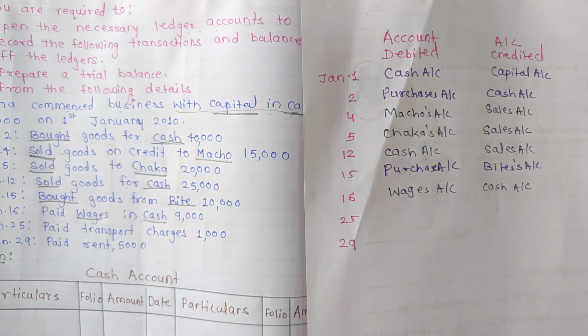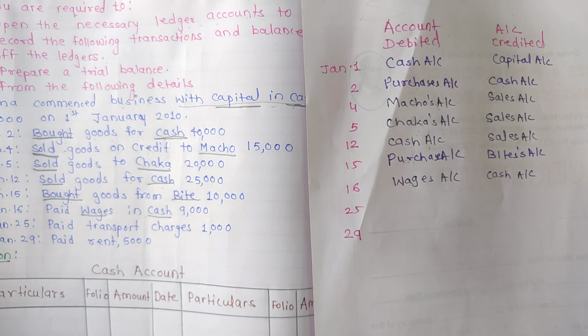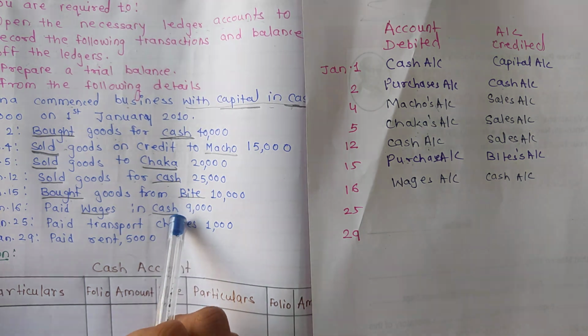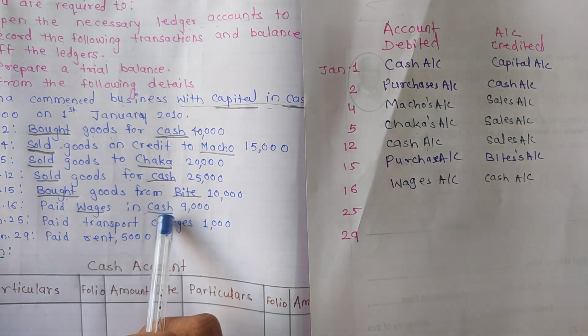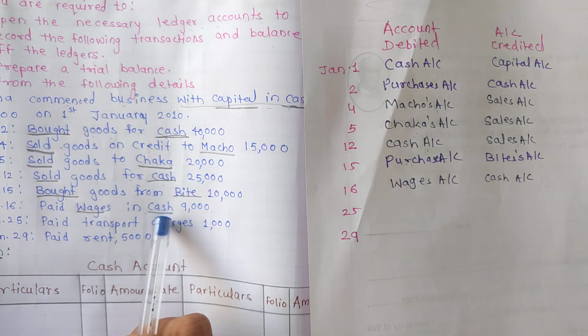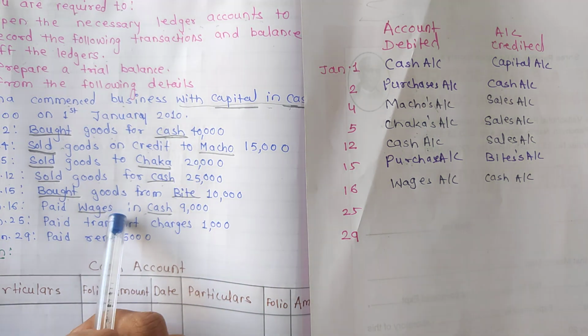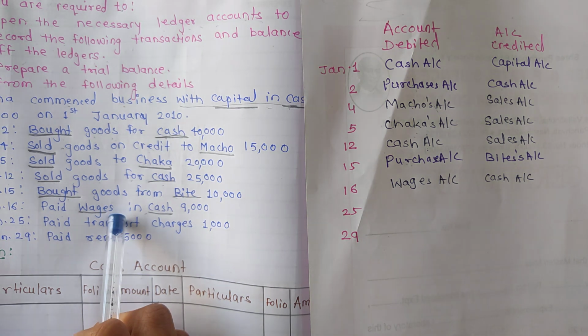If it is paid by cheque, you have to credit bank account, but never give debit to the personal account. Like suppose it is given that paid wages in cash to Fatima, don't write Fatima's account on the debit side, thinking debit the receiver. Okay, you have to give effect to the nominal account, that is wages here.